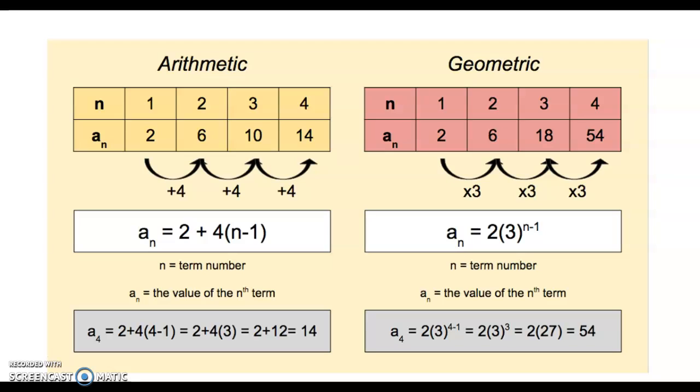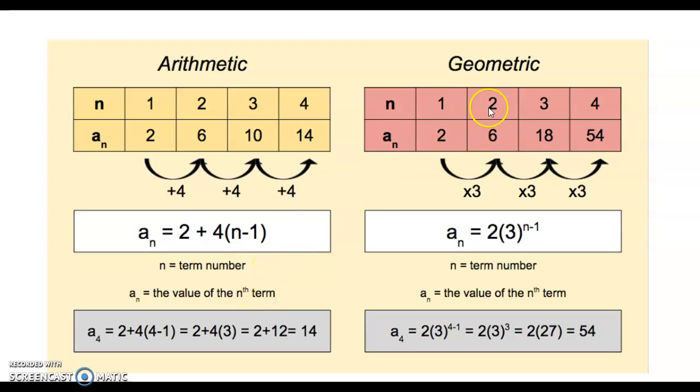Okay, so here's a couple of tables. Notice on the left we have an arithmetic sequence, and as the n value or the term number increases by 1, the value for the term increased by 4 consistently. Our formula for this table is a of n equals 2 plus 4 times n minus 1. n is the term number, a of n is the value of the nth term.